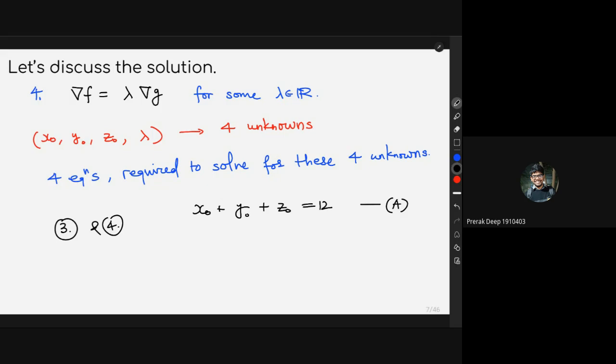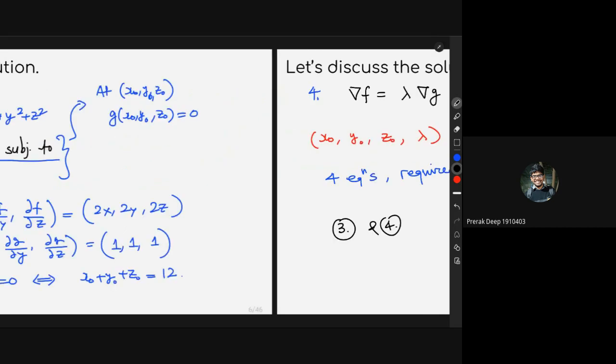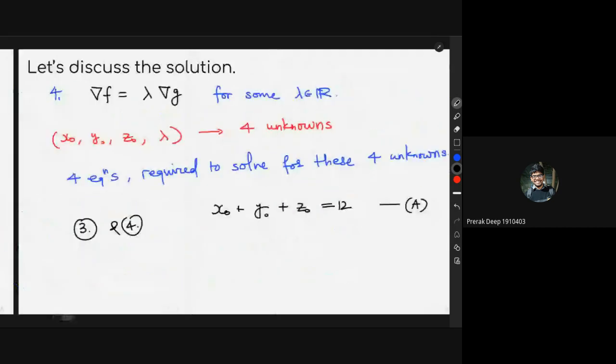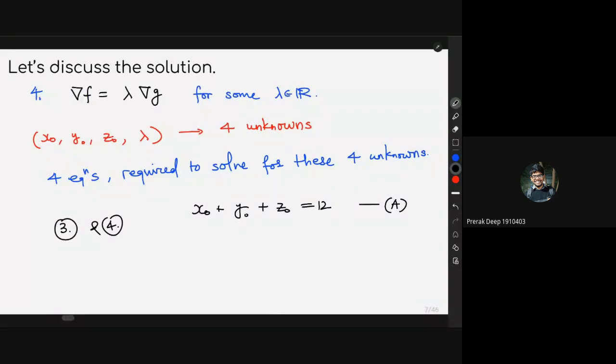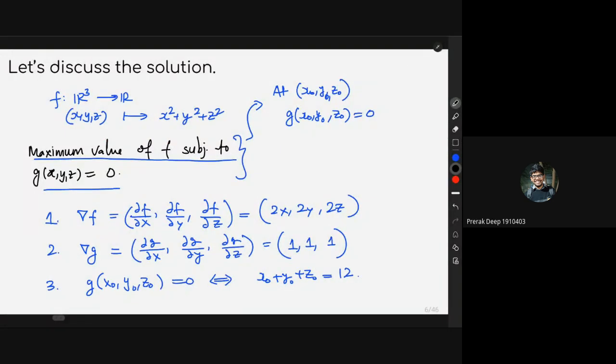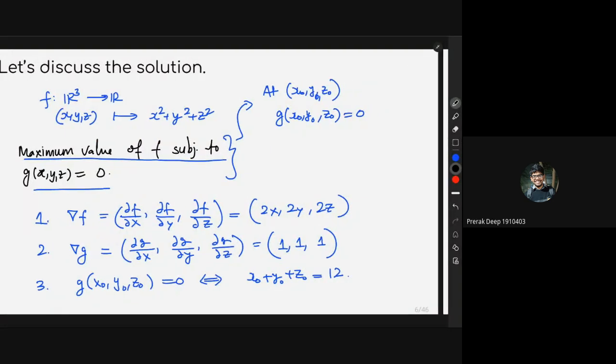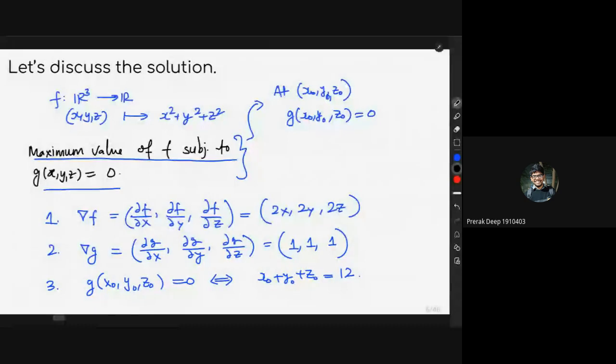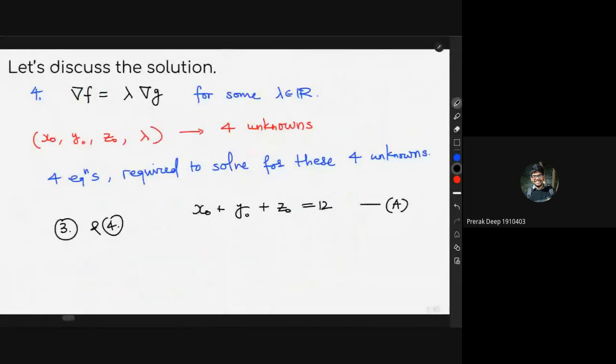Now what is the point 4 equation? Let's solve for it. Point 4 involves the gradient of f and the gradient of g. The gradient of f we have already calculated to be 2x, 2y, 2z, and the gradient of g to be 1, 1, 1. So we only need to compare them. We have 2x naught, 2y naught, 2z naught equal to lambda times 1, 1, 1.